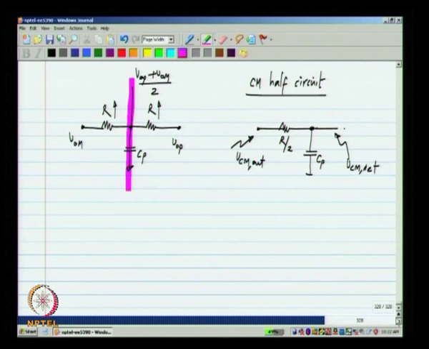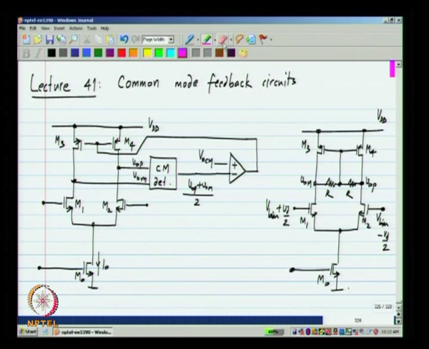Now, when we have this feedback loop, if you have a pole in the common mode detector, that adds to parasitic delay. As we know, any parasitic pole adds to a delay in the feedback loop, and that can make this feedback loop unstable. We have not looked at the details of this feedback loop yet, but we will do that soon.